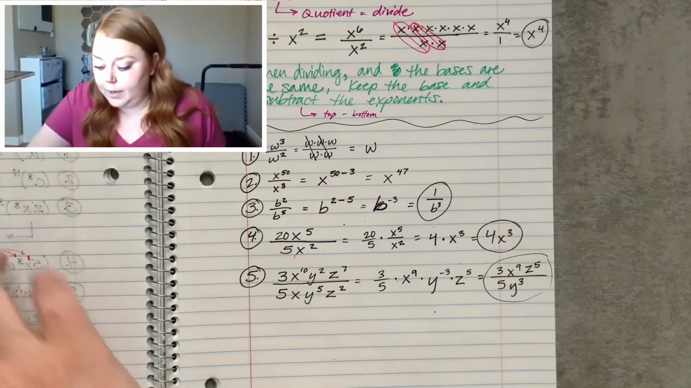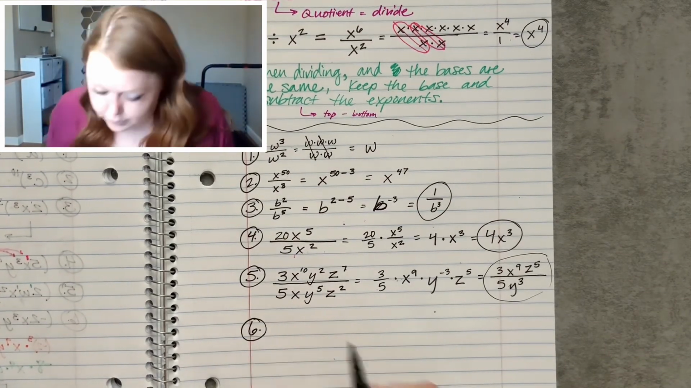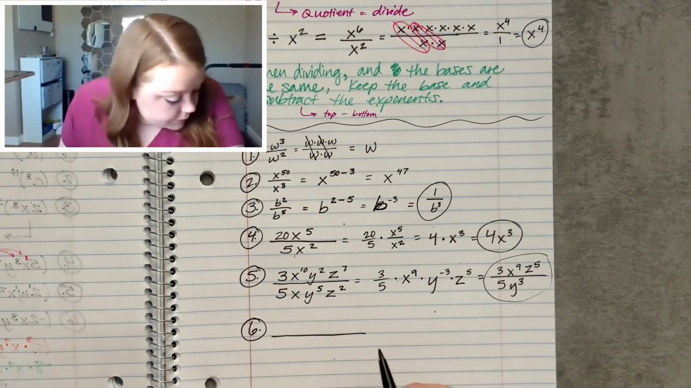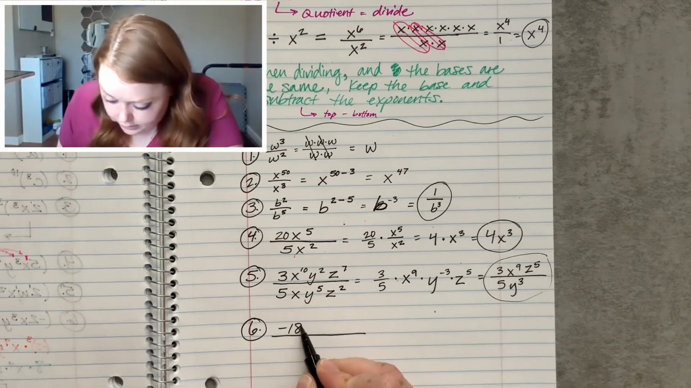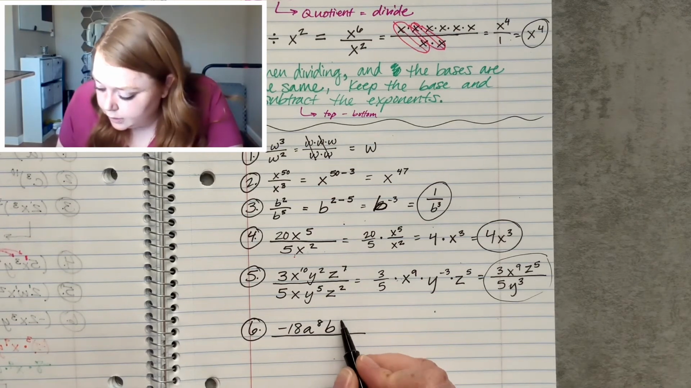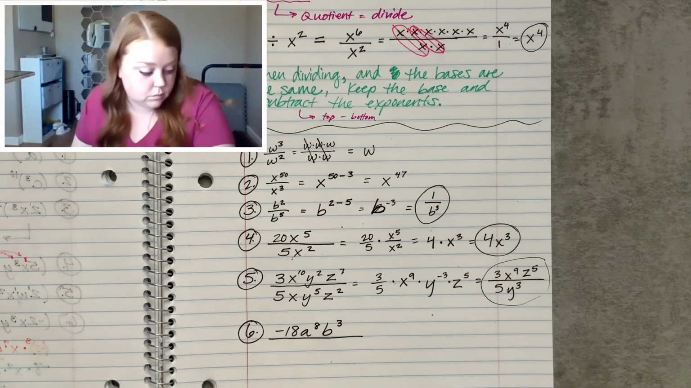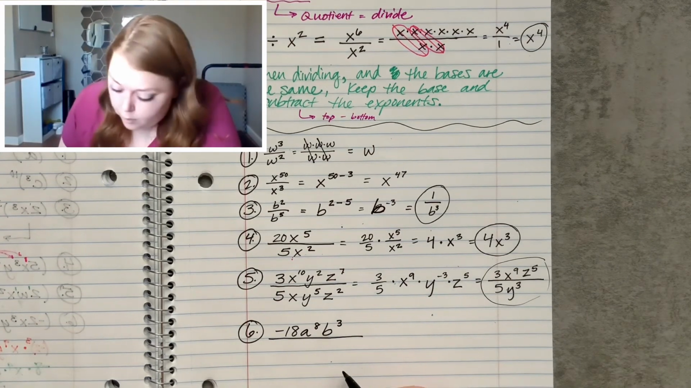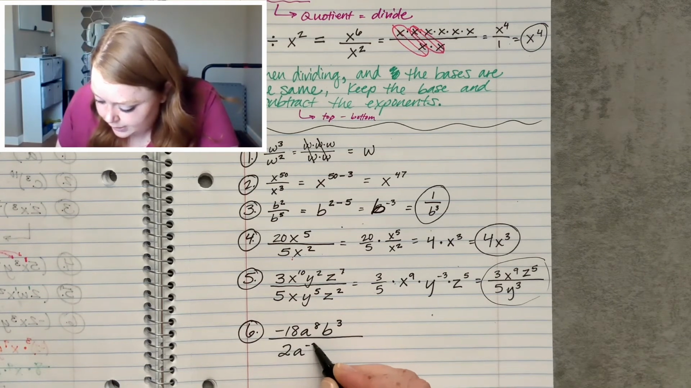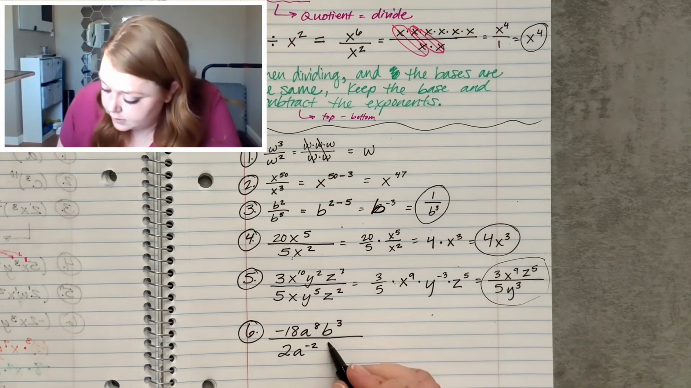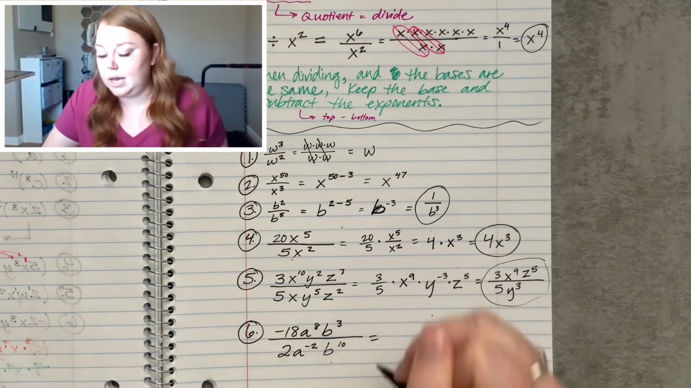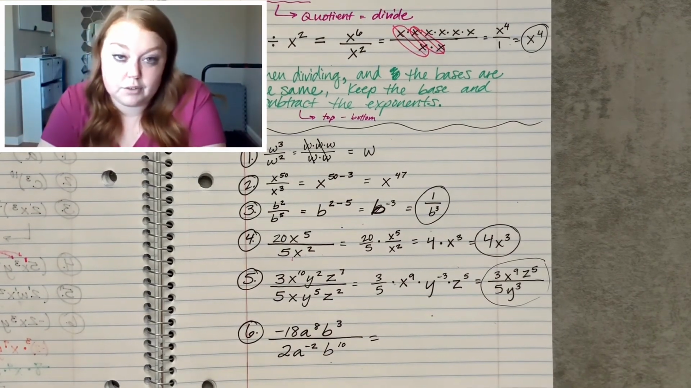Okay. Let's do just one more. Try this out. On top, you have -18, a to the 8th, b cubed. On the bottom, we have 2 times a to the -2nd times b to the 10th. Pause the video, see if you can think through that on your own, okay?